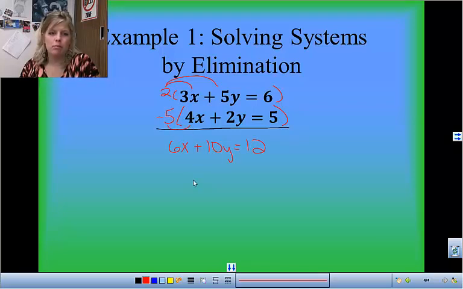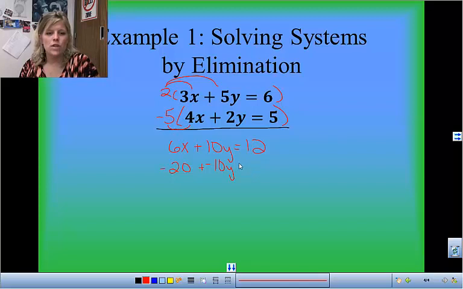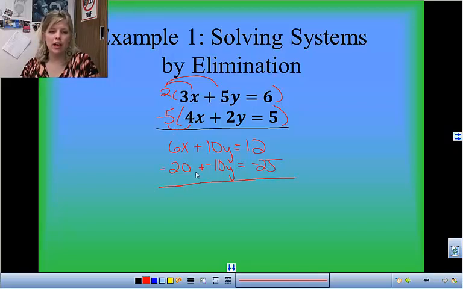On the bottom, negative 20x plus a negative 10y equals a negative 25. Now, do either x's or y's have the same number in front? You bet, your y's do, right? So if you add your equations together, these will eliminate.